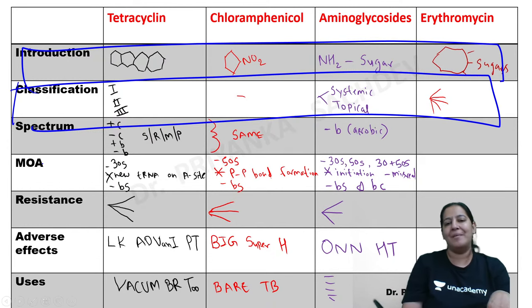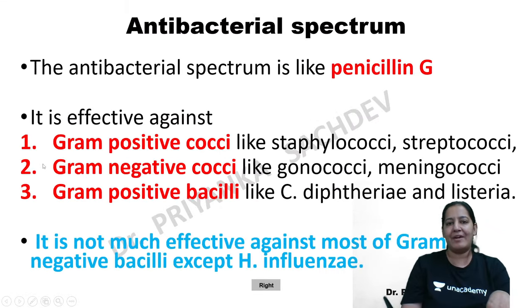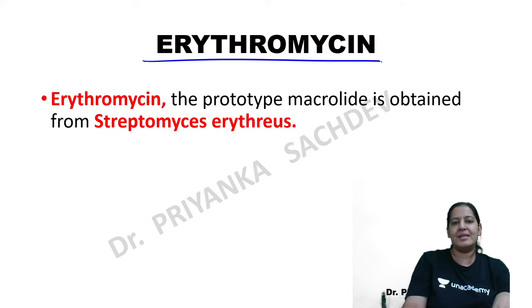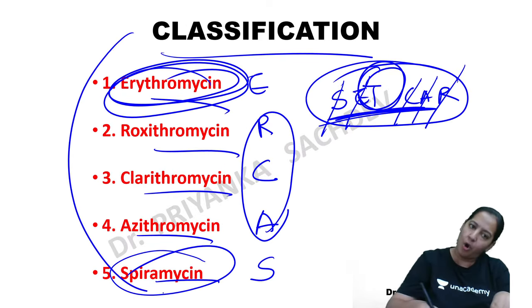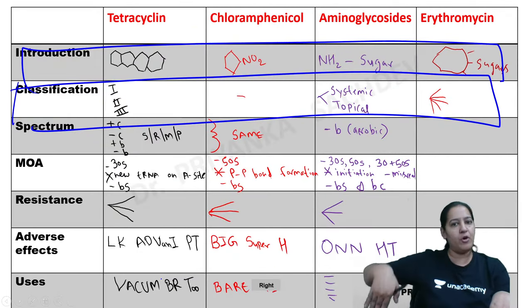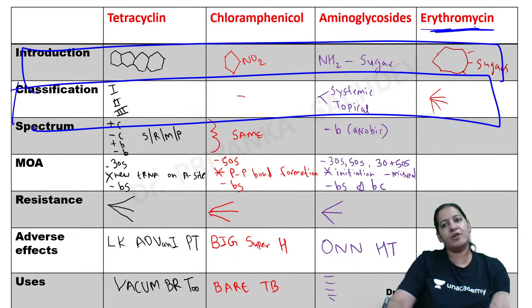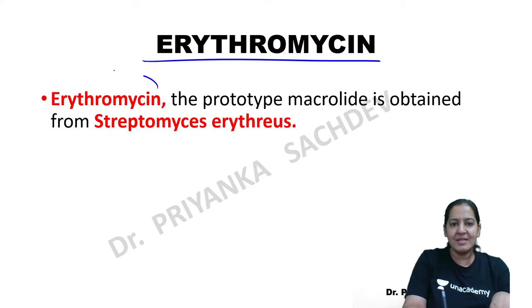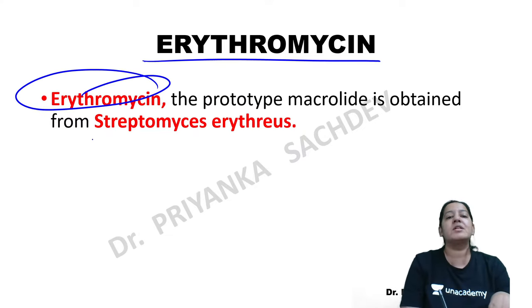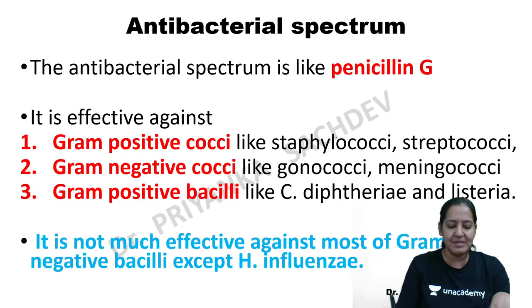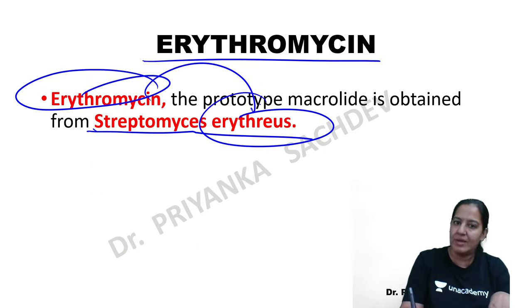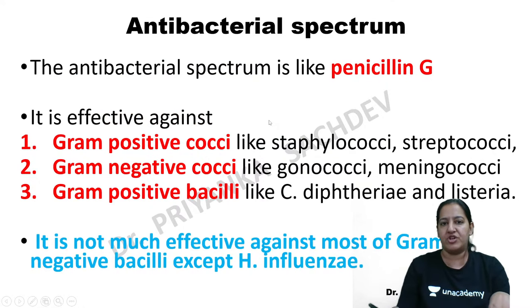Coming on to spectrum. I've already taught you spectrum. Here I'm taking erythromycin as a prototype. Among all, I'm taking erythromycin as a prototype, but these are all macrolides. So this column is for all, not only for erythromycin. Erythromycin is known as erythromycin because it is obtained from Streptomyces erythreus. That's why it is known as erythromycin. You can write this in the introduction.